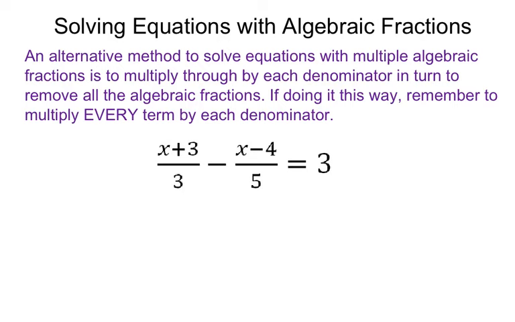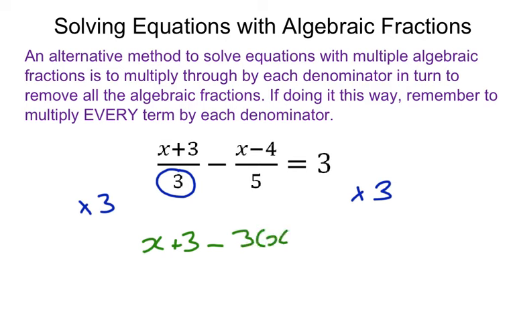So for this, we're going to start by multiplying by the first denominator, which is 3. So we have to multiply everything by 3 on the left and on the right. So the first term, when we multiply that by 3, we just lose the denominator, so we get left with x plus 3. That's because of that rule we looked at the beginning. The second term, we're going to multiply by 3, and when you multiply a fraction by a whole number, you multiply the top. So we get 3x minus 4, and we've still got over 5, and on this side we get 9.